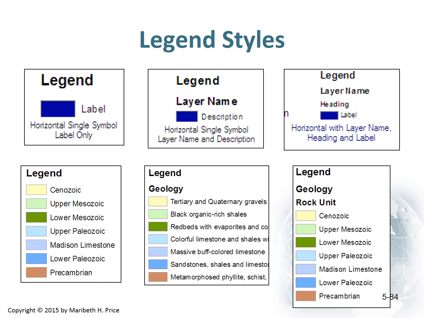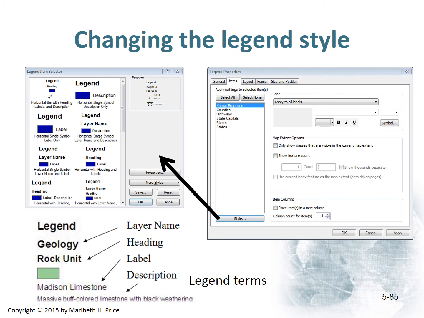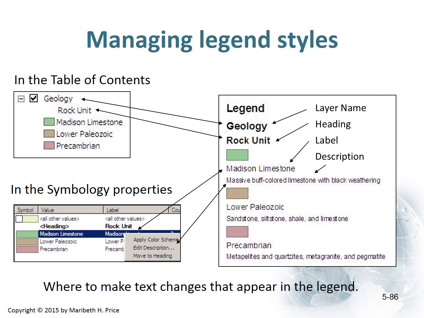So just a couple styles here that you can see, a couple setups that are available. When you want to change things, you can click on the legend style and you can adjust it through any number of ways. You can go in individually and in the table of contents and change things. In the symbology properties, you can edit the descriptions.